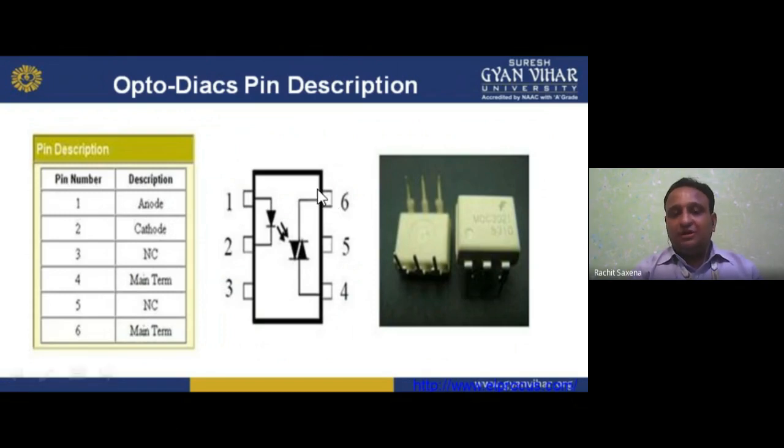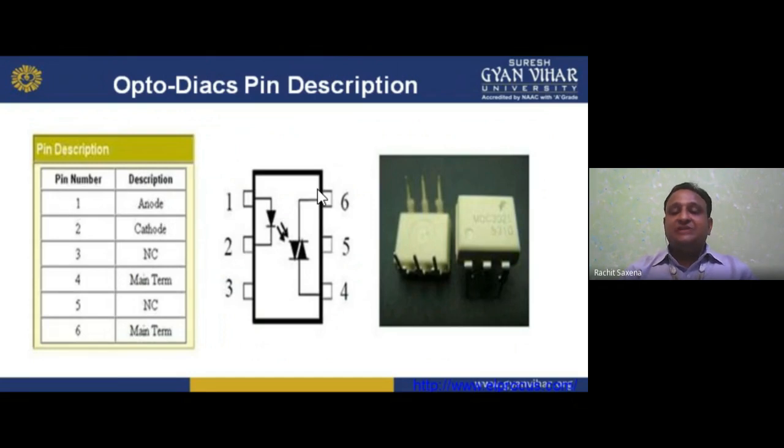So the optocoupler is there. That is the optodiac. What is it? Optodiac. And diac, you all know. In a simple way we can say diode in AC. Now one thing is there: a diode always works in the forward direction, behaving like a closed switch in the forward bias direction.